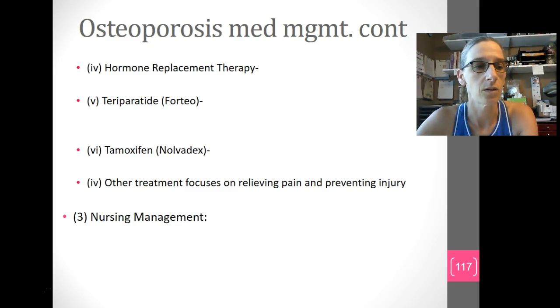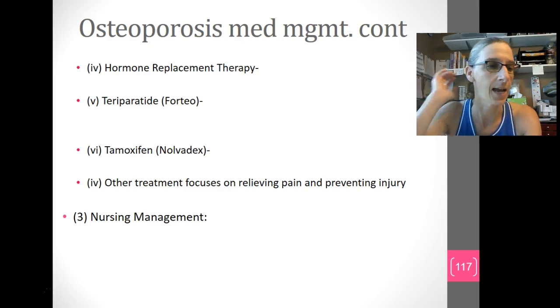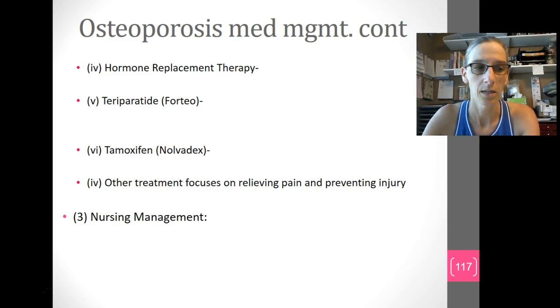Tamoxifen or Nolvadex reduces the risk of fractures. It's used primarily for women with breast cancer or who are at increased risk for breast cancer. Other treatment focuses on relieving pain and preventing injury, so nursing management is going to be what types of things? Again, hopefully you've done this on your own, but a well-balanced diet high in calcium, vitamin D, and protein to prevent osteoporosis. Promoting activity that helps bone formation, such as weight-bearing exercises. Walking is a really good weight-bearing exercise.